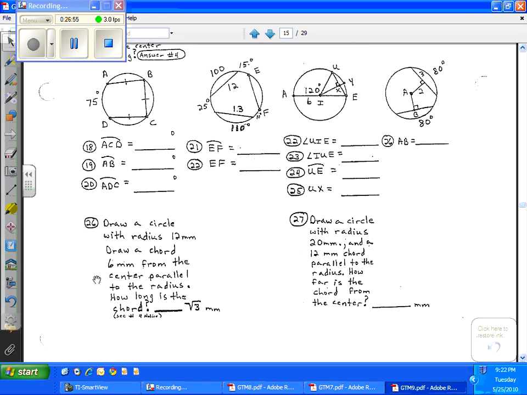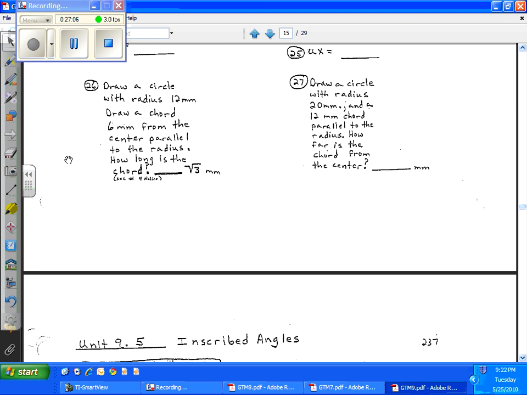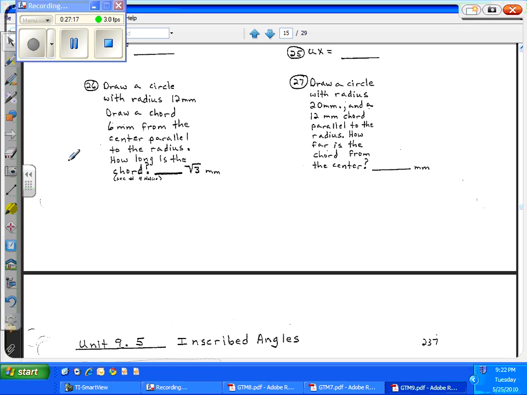And there's some more to play with. You just need to dig through some of these. The odd answers are in the back, so you're going to find some more solutions back there if you get stuck. Number 26 says, draw a circle with radius 12. Draw a chord 6 millimeters from the center parallel to the radius. How long is the chord? Let's think about that. Now, I want you to actually draw it accurately. I'm just going to show you kind of what you're going to have.